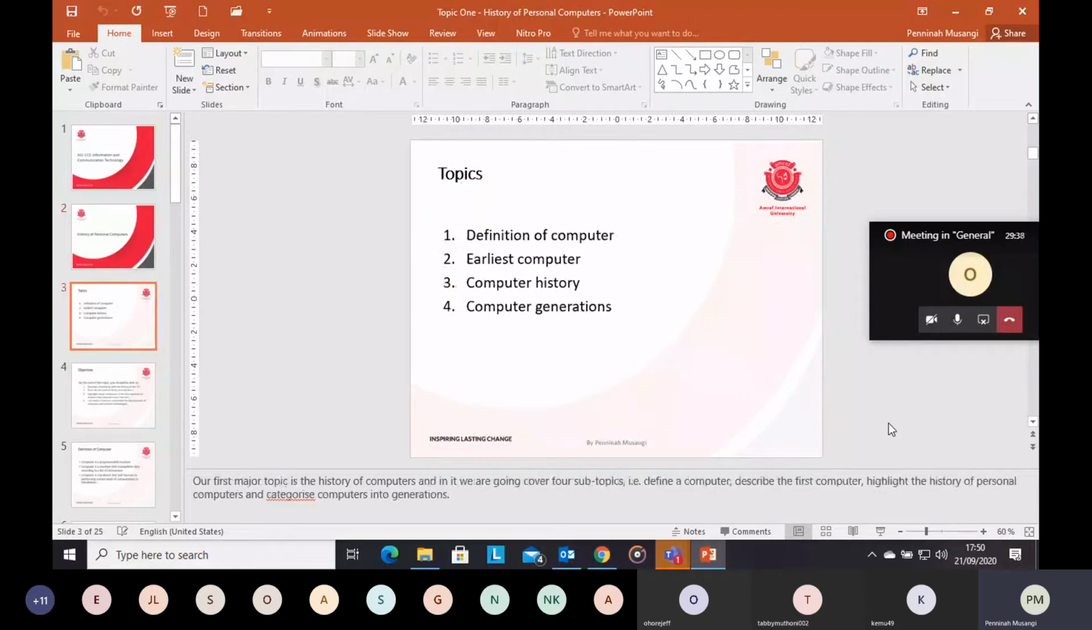So these are the topics we are going to cover in our first topic, that is the definition of computer. We are going to look at the earliest forms of computers. We look at the milestones or the timelines in terms of computer history, and then we group these forms of computer into generations.